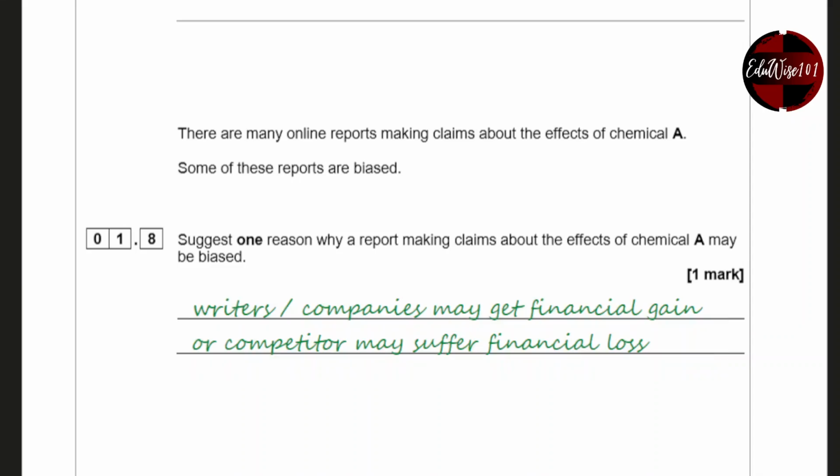So writers or companies may get financial gain, like bloggers getting financial gain of free food from different restaurants, or the competitor may suffer financial loss. So you could pay someone to write about it, and that way you're basically destroying the business of your competitor.